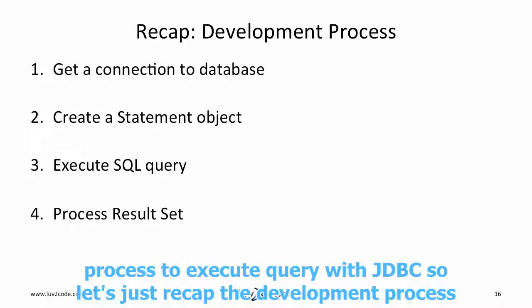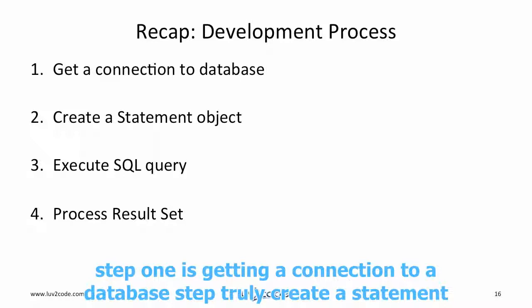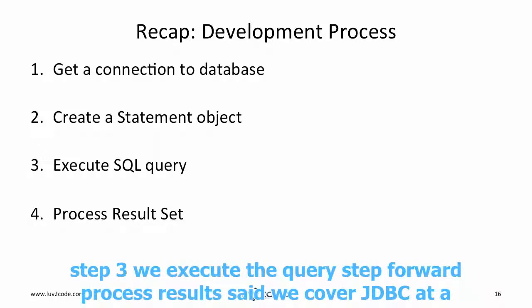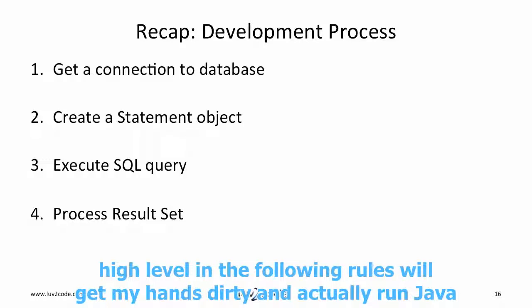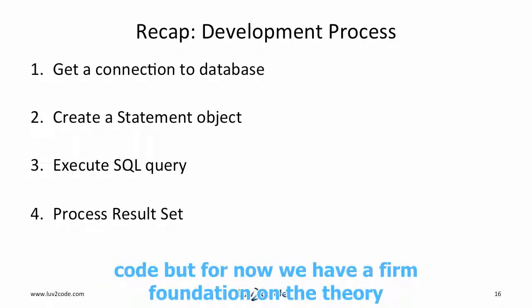So let's just recap the development process. Step 1 is getting a connection to a database. Step 2, we create a statement. Step 3, we execute the query. Step 4, we process the result set. We covered JDBC at a high level. In the following tutorials, we'll get our hands dirty and actually run Java code. But for now, we have a firm foundation on the theory.